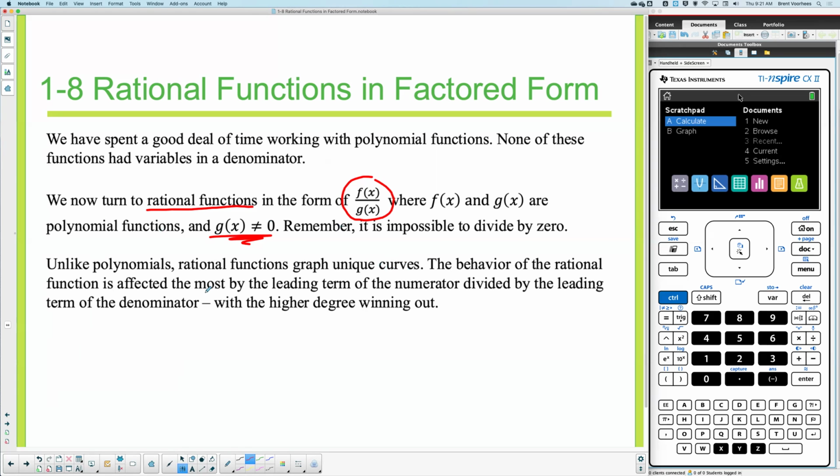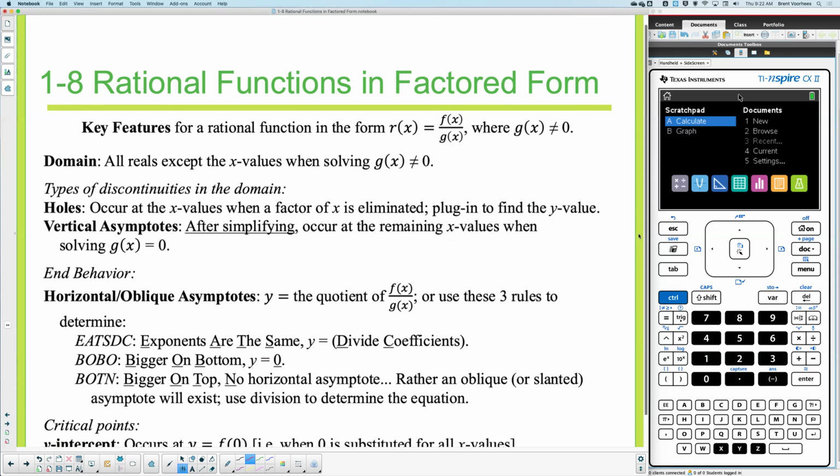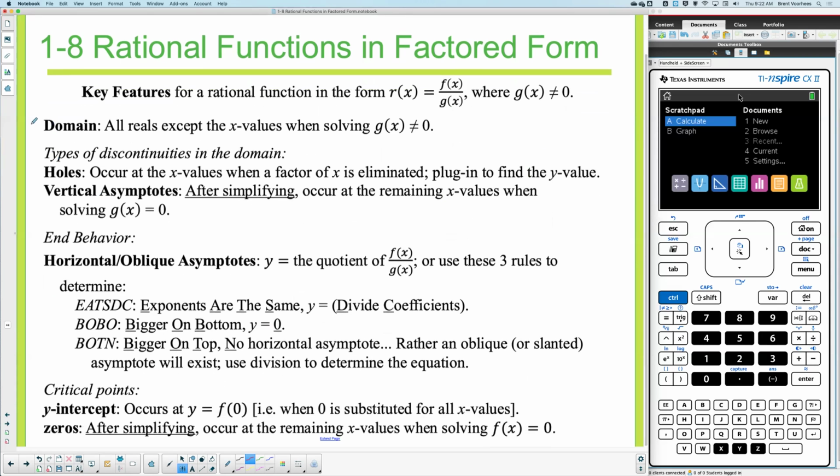Okay? So a couple more things before we get in. This next slide here has a bunch of key features, 6 of them to be specific. We have domain, something called a hole, a vertical asymptote, a horizontal asymptote, a y-intercept, and a 0. Notice we have 6 key features here.